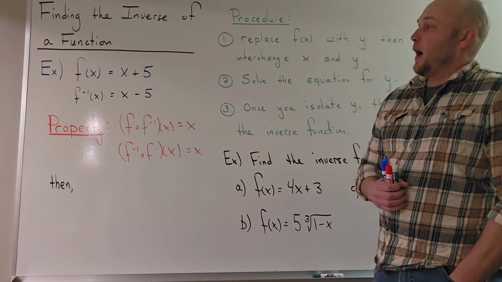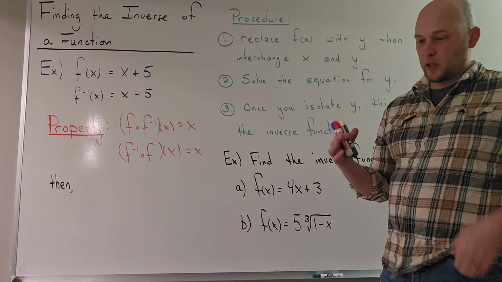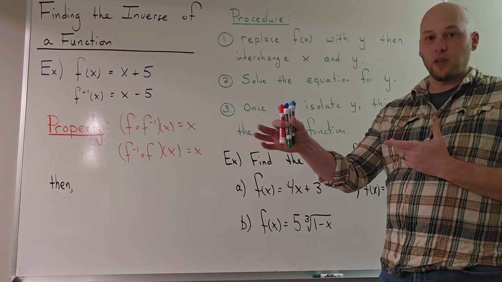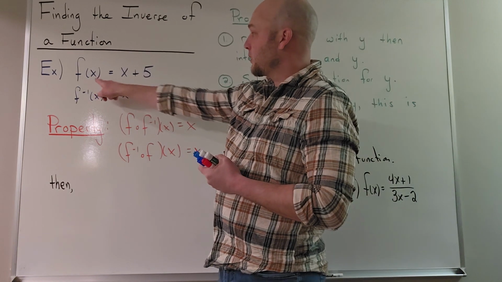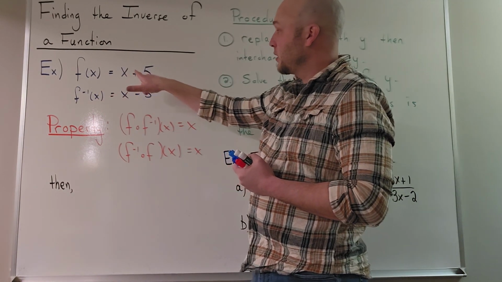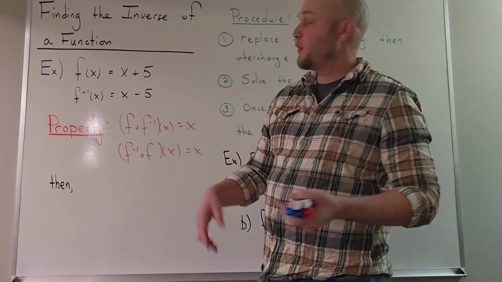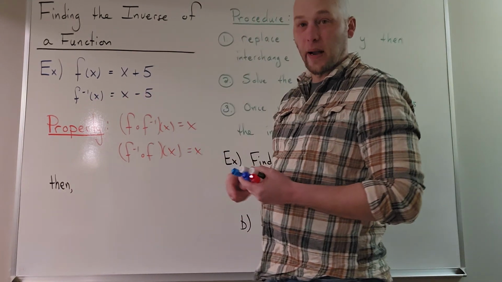Remember that the idea of an inverse function is that the function expression for an inverse is the inverse operation for the original function. For example, if I say that f of x is x plus 5, then the function operation here is to add 5 to an input. What's the opposite of adding 5? Of course, subtracting 5. Therefore, the inverse function is x minus 5.